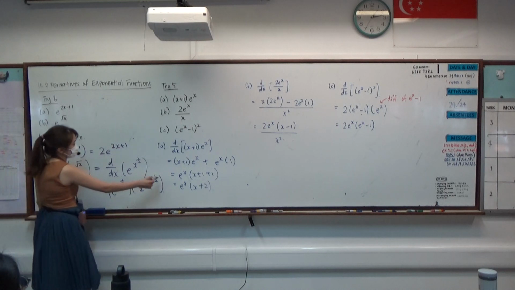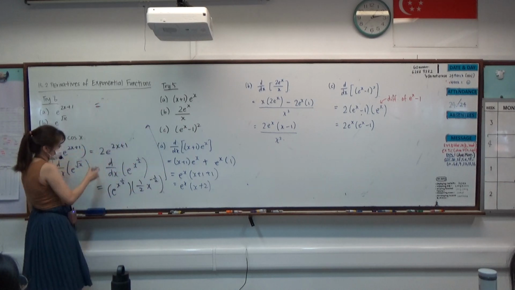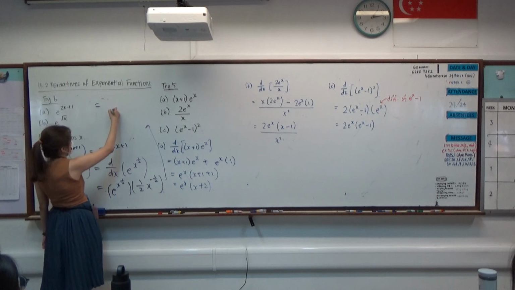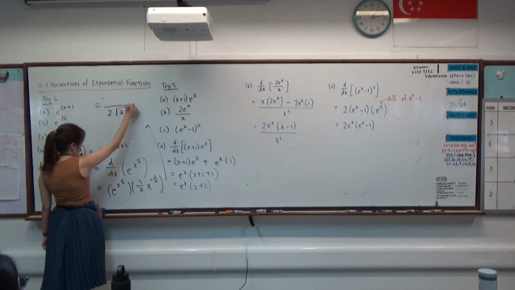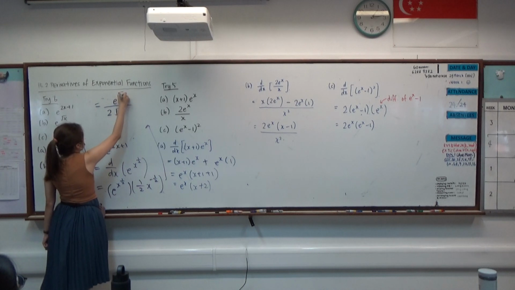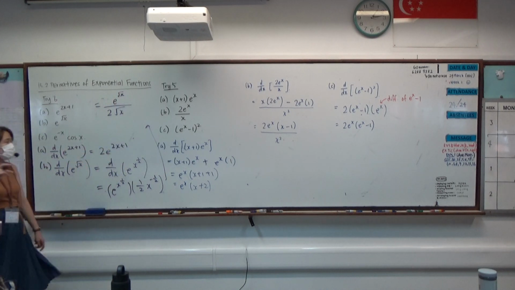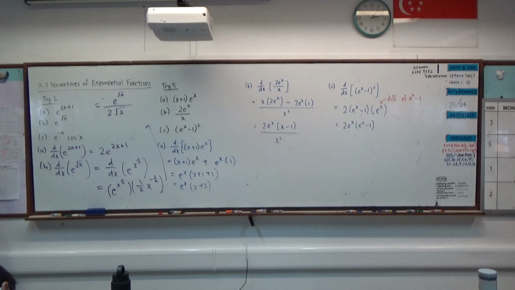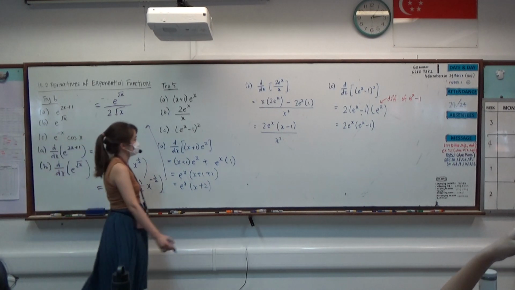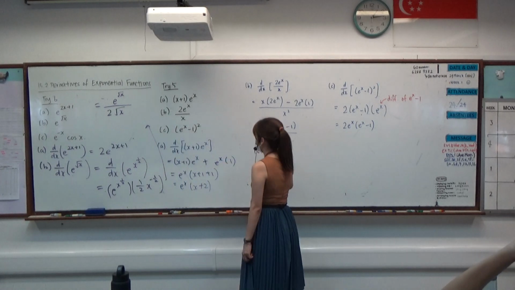Let's simplify this answer. We would be having e to the power of square root x over 2 square root x. Okay? Then last one, just write it here.